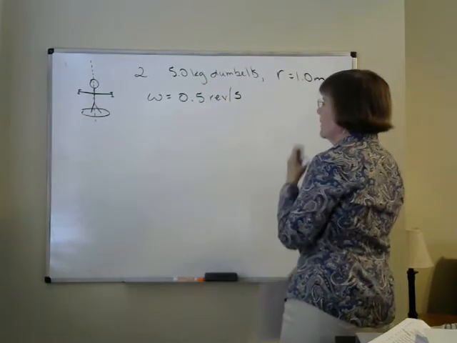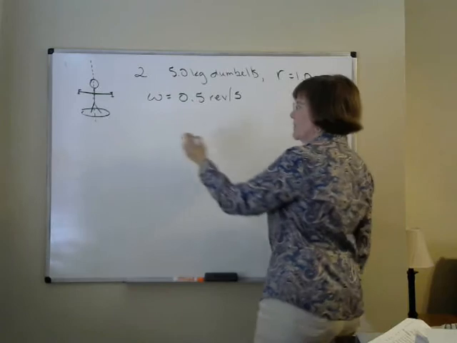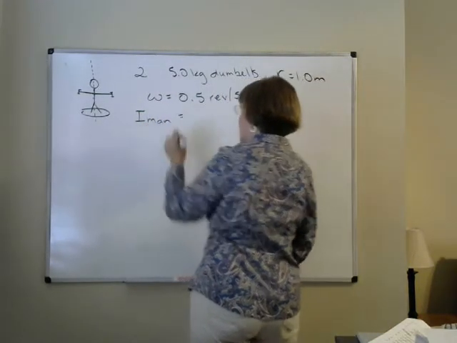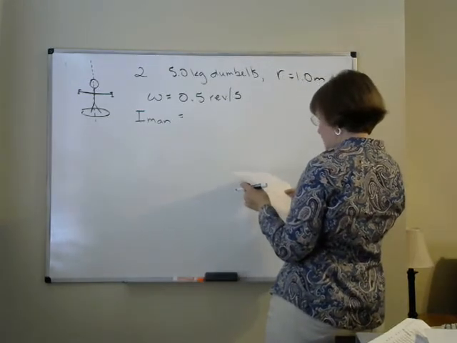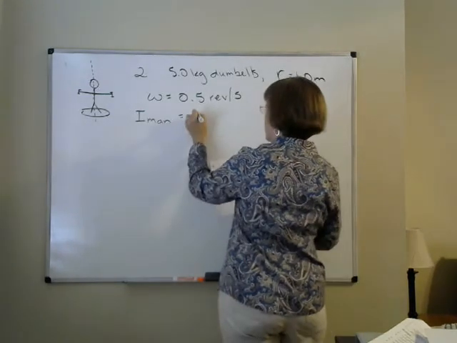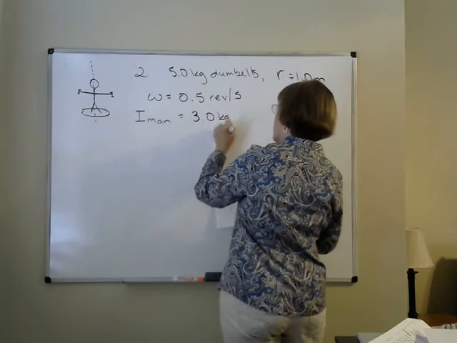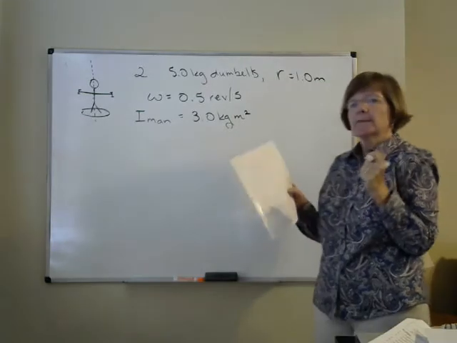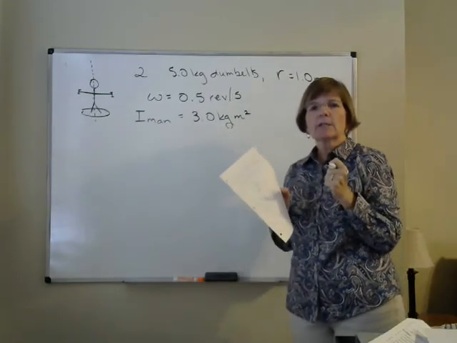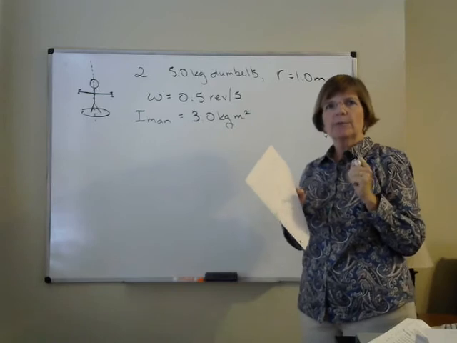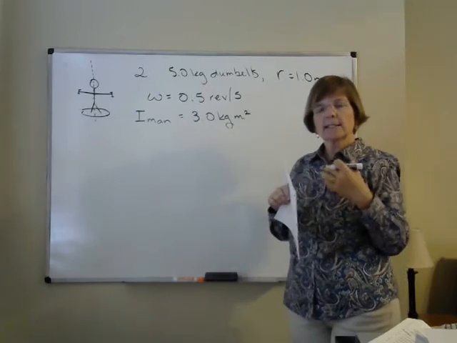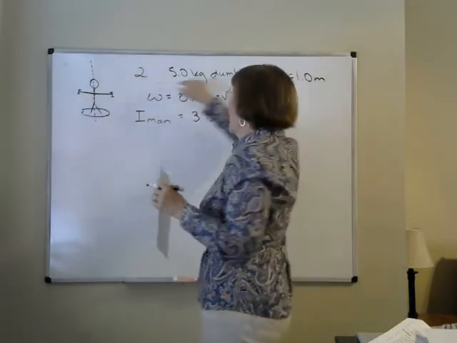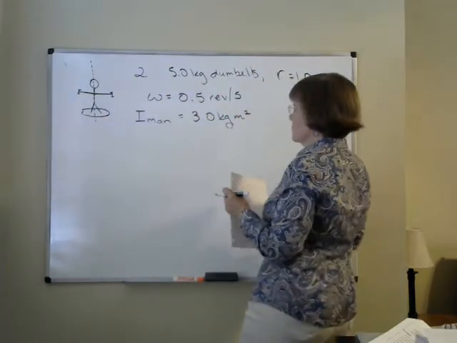All right. They also tell me that the moment of inertia for the man is 3 kilogram meters squared. It's a pretty small number because most of his mass is very, very close to the center of rotation. Remember, to increase moment of inertia, you need mass to be far away from the center. He's probably actually standing with his feet together. So, all right, we need to get the moment of inertia for the dumbbells.